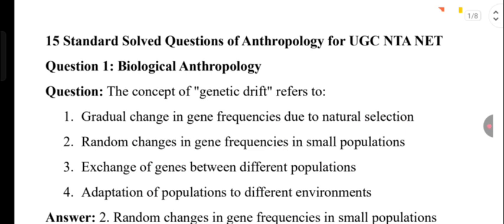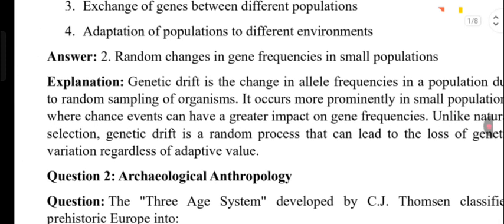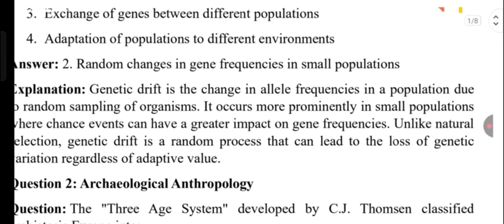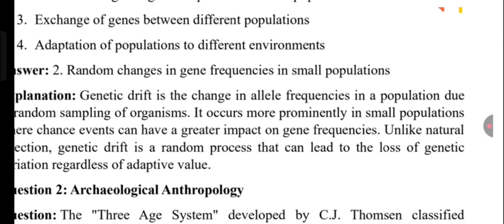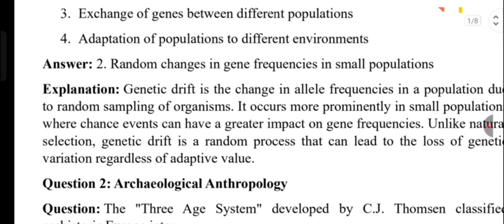Okay. There is some explanation. Genetic drift is a change in allele frequencies in a population due to random sampling of organisms, and it occurs more prominently in small populations where chance events can have a greater impact on gene frequencies.